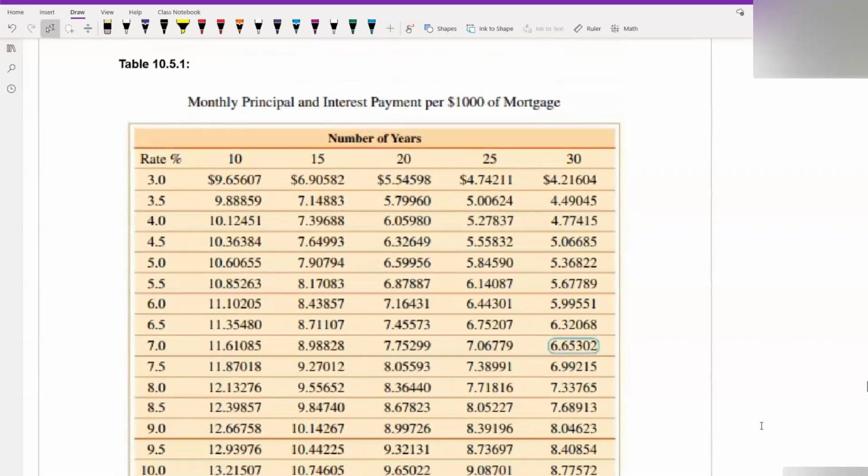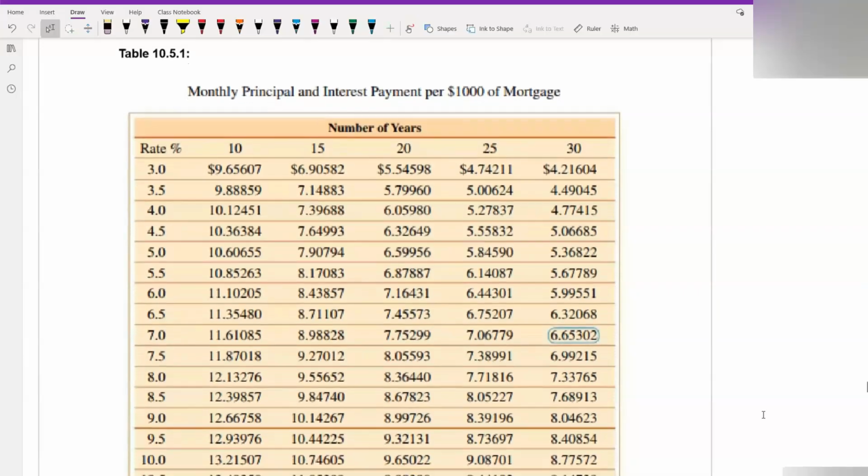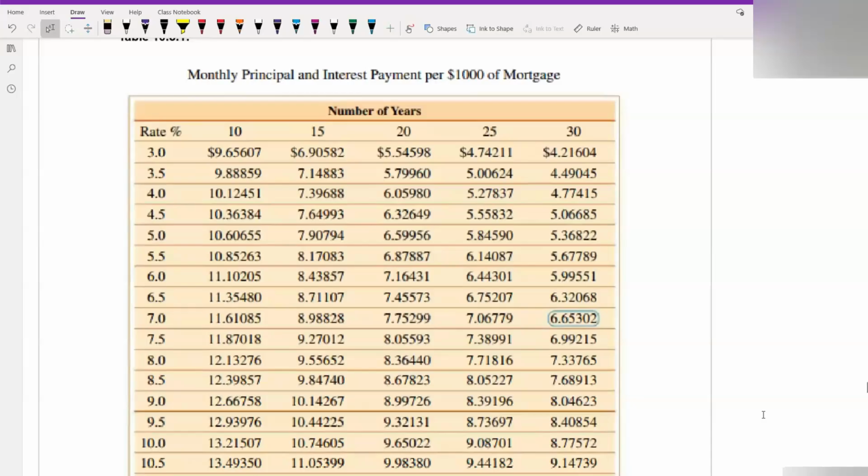Here we have another table. This is for monthly principal and interest payment per $1,000 of mortgage. On top we have number of years, and left column we have the rate.